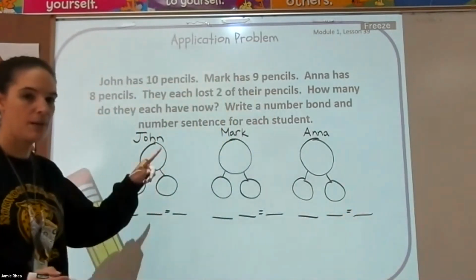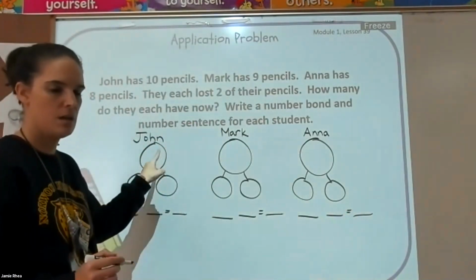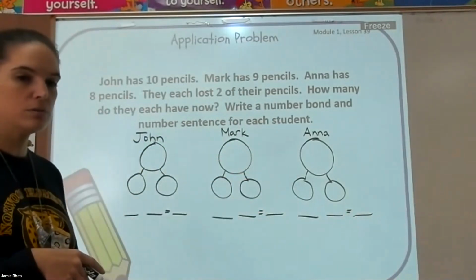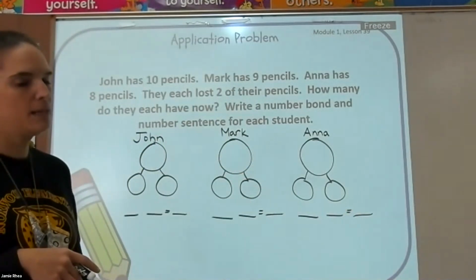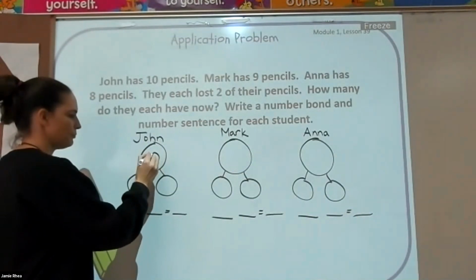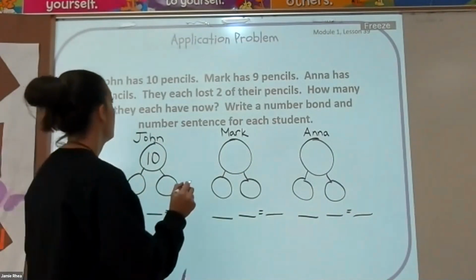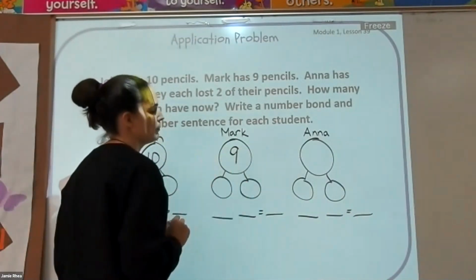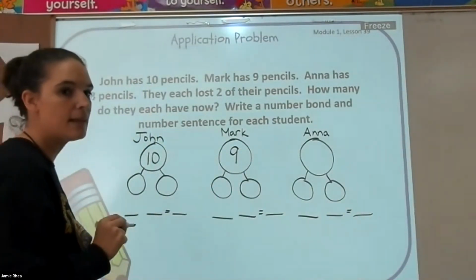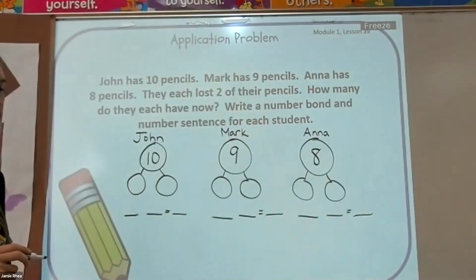Now, I've got my 2 must do things. I must do a number bond and I must do a number sentence, a number bond and number sentence for each student. Okay, now let's go back and read for our clues. John has 10 pencils. Oh, I know that John's pencils are his total, so I'm going to put 10 there. Mark has 9 pencils, so I'm going to put 9 in his total. And Anna has 8 pencils. 8 is Anna's total. Okay, so there's our first set of clues.